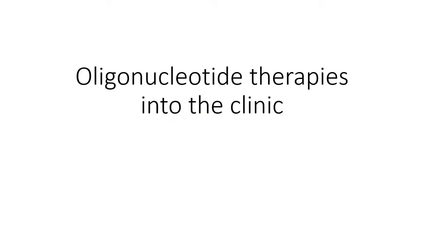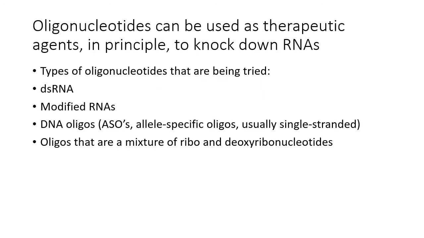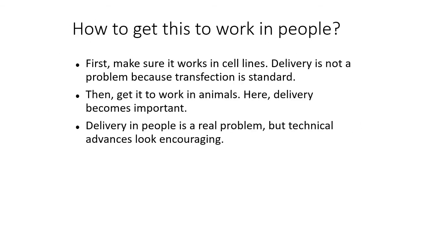Okay, so our real business of today is to talk about oligonucleotide therapies and how this can work for us clinically. So the oligonucleotides that are going to be used therapeutically to knock down RNAs, either at the level of their degradation or their function, we're going to be using different types of RNAs in different kinds of experiments. We might use double-stranded RNAs, modified RNAs, or even DNA oligonucleotides in some cases.